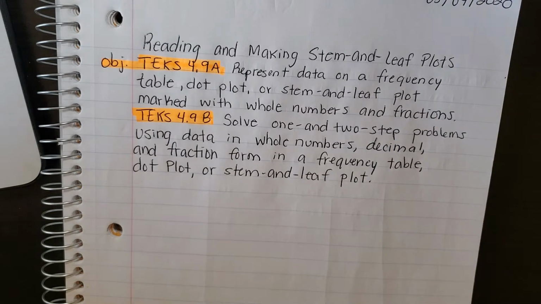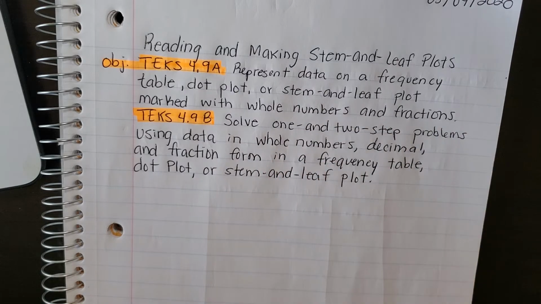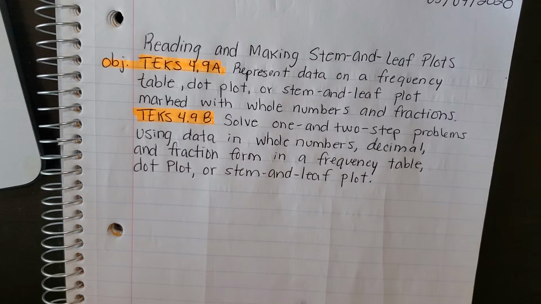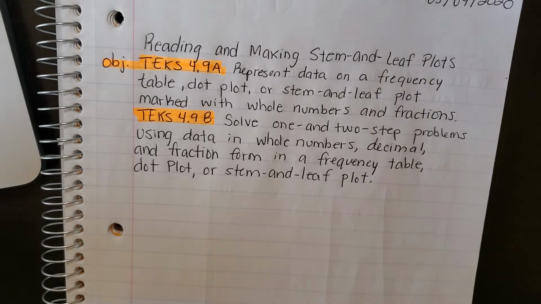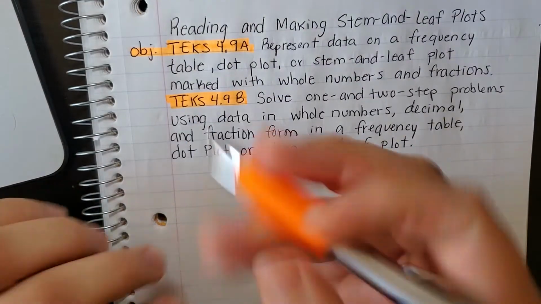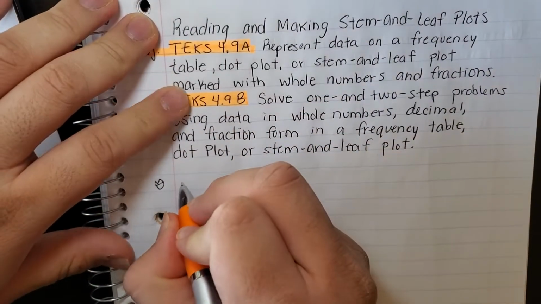We also have TEKS 4.9b, solve 1- and 2-step problems using data in whole numbers, decimal, and fraction form, and in a frequency table, dot plot, or stem and leaf plot. So again, same thing, we're still solving for 1- and 2-step problems or multi-step problems, and we're still using whole numbers, decimals, and fractions. And we already learned frequency table and dot plot, so today we're going to be learning about the stem and leaf plot. Okay, so we're going to jump into our language of the discipline today. Our language of the discipline is stem and leaf plot.